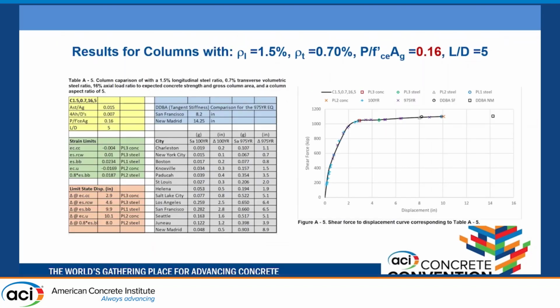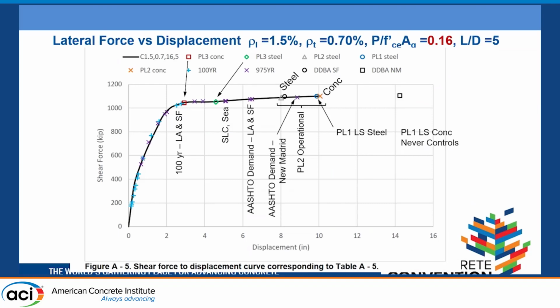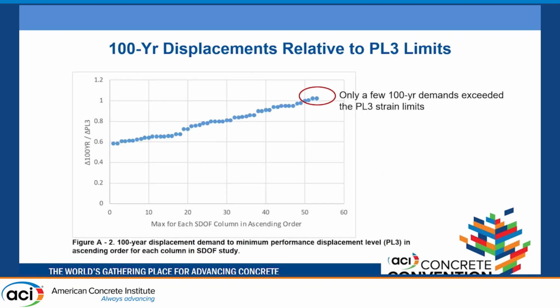And then for the higher axial load, you get a little bit less ductility. The curve has been pulled back to the left, as you would expect, and you see the relative relationships of the PL1 performance levels, those limit states, and the 975 and the 100-year events. Now you have PL3 elastic concrete controlling, or nearly controlling, for LA and San Francisco. And then if we resort this, you see the 1,000-year versus the PL3 limit, for example.